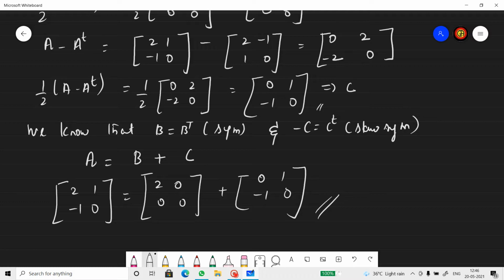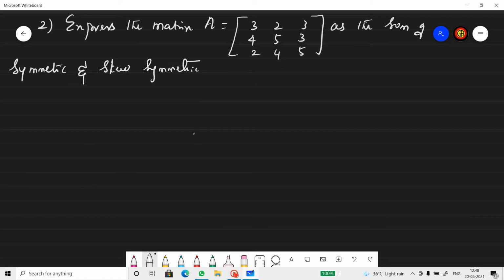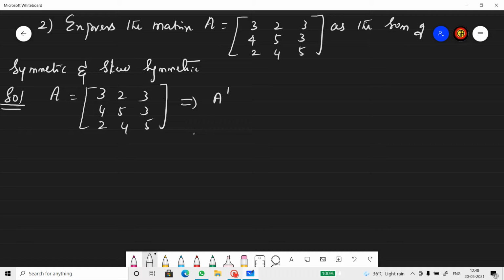Now let me show you a 3 by 3 and how to prove it as symmetric and skew symmetric. Here there is a 3 by 3 matrix which we are asked to express as a sum of a symmetric and a skew symmetric matrix. So A is given as 3 2 3, 4 5 3, 2 4 5. Using A, I find A transpose: 3 4 2, 2 5 4, 3 3 5.